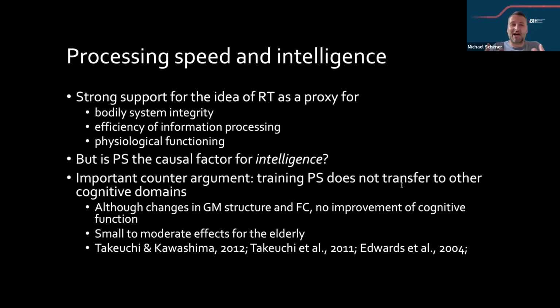It has something to do with how well we are and how well we function, how intelligent we are, how smart we are. But is it really the causal factor underlying intelligence? Is the speed of our brain, so to say, really the cause that makes us smarter or not? And there are important counterarguments, and the study we are presenting here is a counterargument to this, because training processing speed does not transfer at all to other cognitive domains. You can become faster and faster and faster, but this doesn't make you smarter.